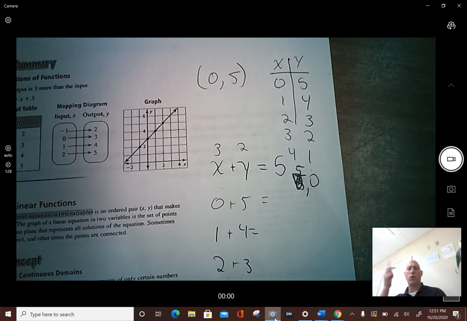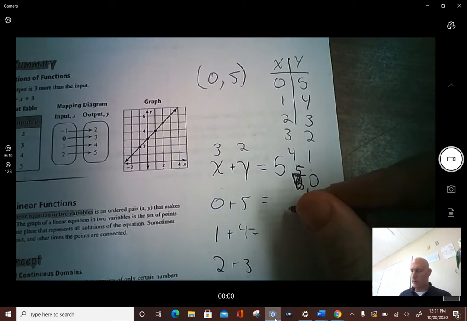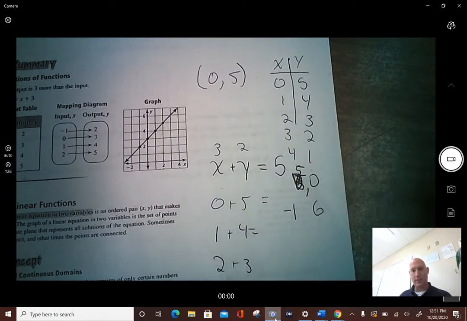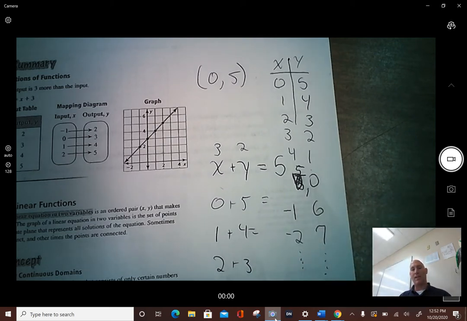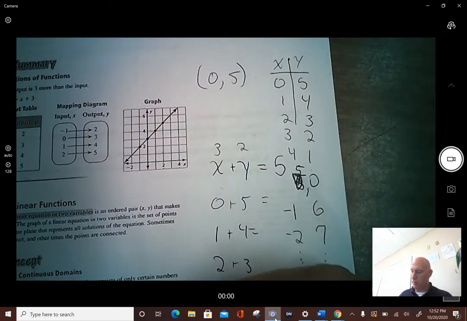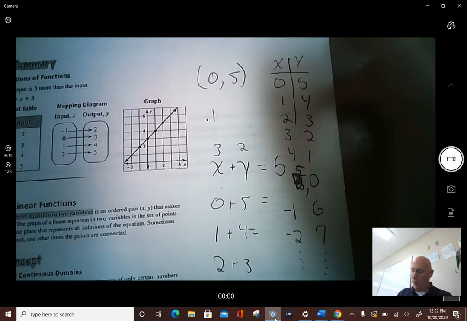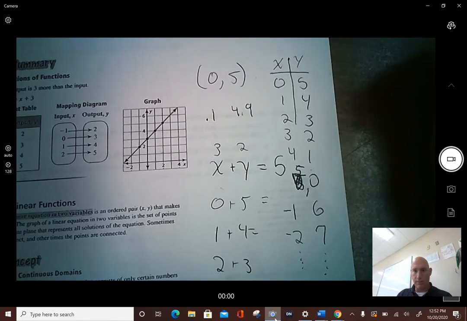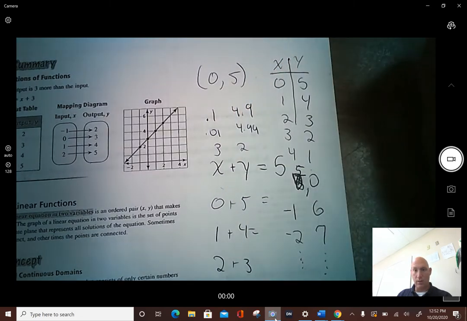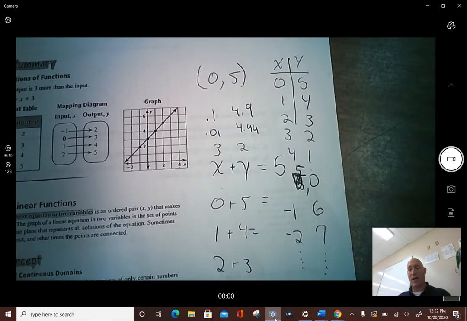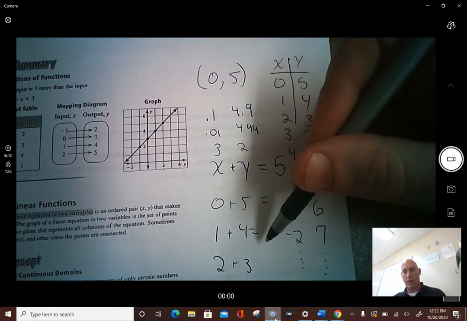Now, let's go beyond this, though. Don't we have negative numbers? So we could think about -1 and a 6. You think about -2 and a 7. You see how we could do this forever? We also need to think about decimals. We could have 0.1 and 4.9, 0.01 and 4.99, 0.001 and 4.999. Do you see how it can go on forever?